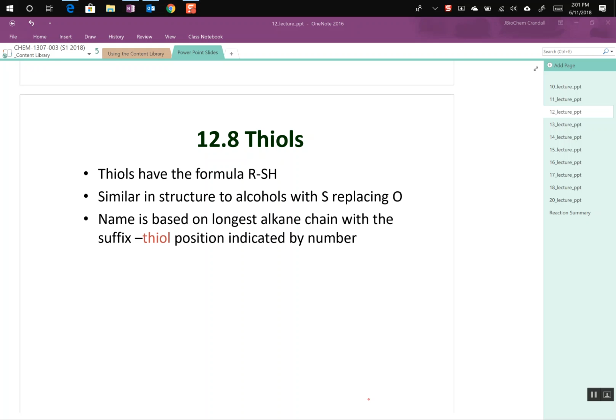Okay, so we're going to go ahead and now talk about thiols to finish up chapter 12, and then we'll begin chapter 13.